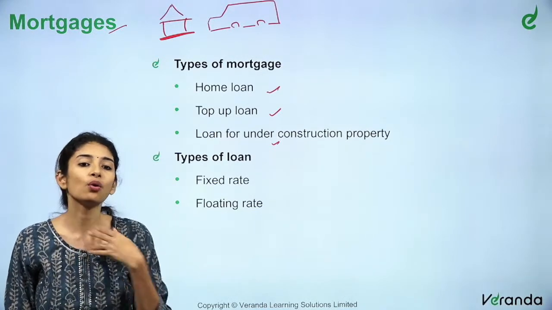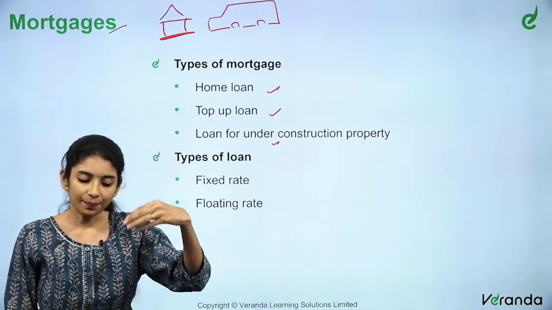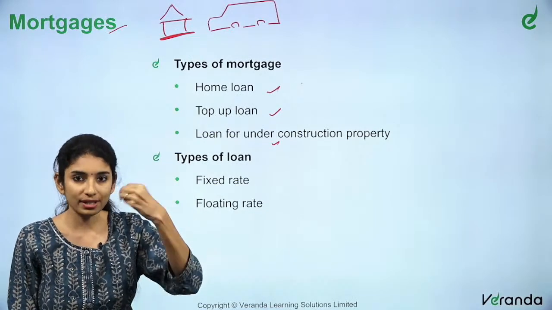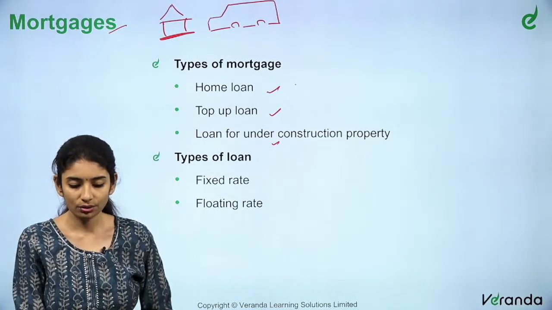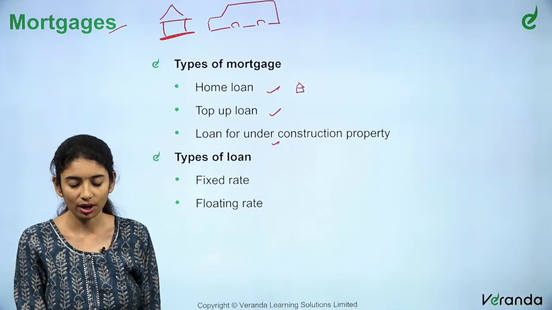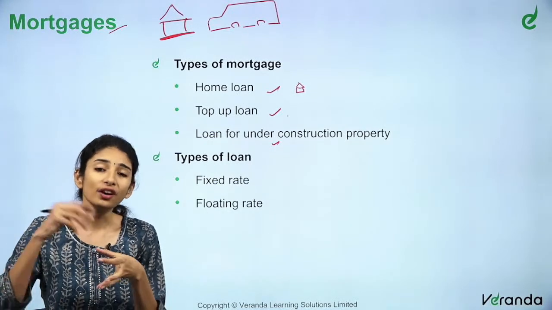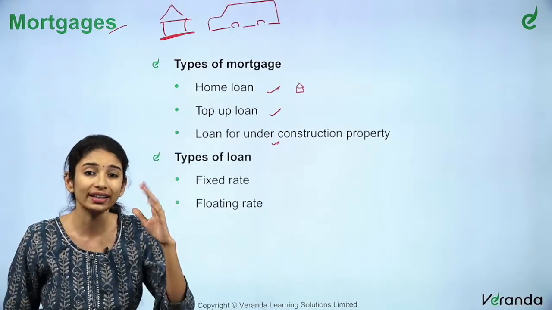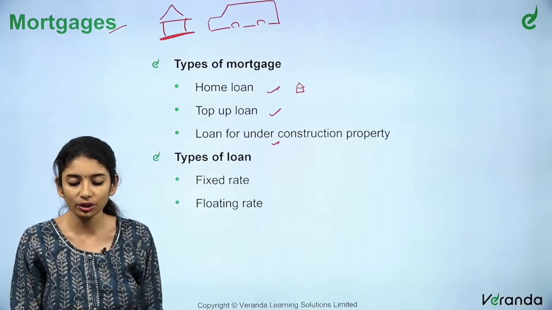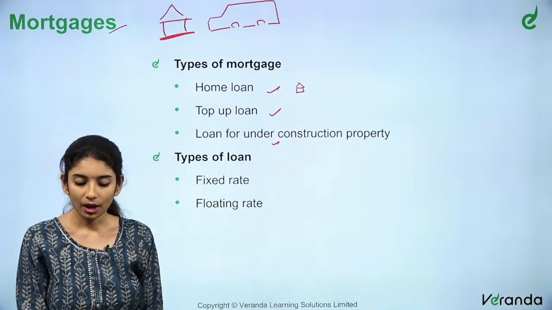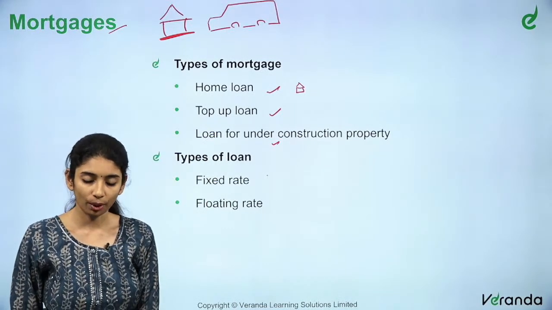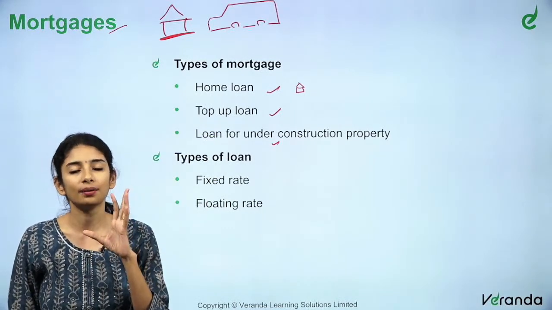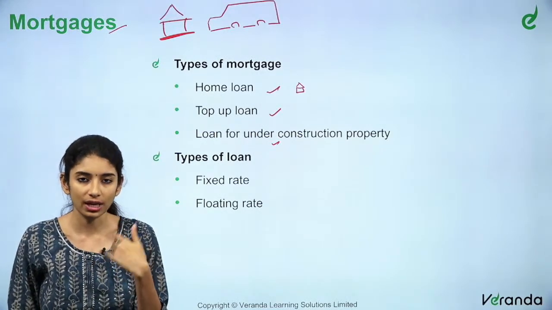So what is the meaning of a home loan? A home loan is where you take a loan to construct your house. Top-up loan: to get the furniture in your house, or to do a renovation in the house, you take a top-up loan or an additional loan for the renovation or buying of furniture. Loan for under construction property: this property is still in construction and you want to take the loan.